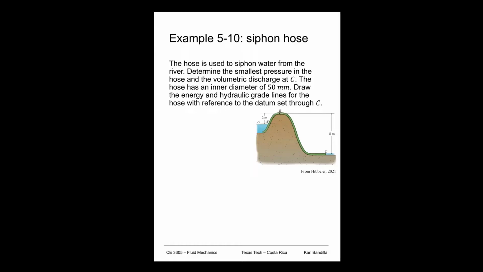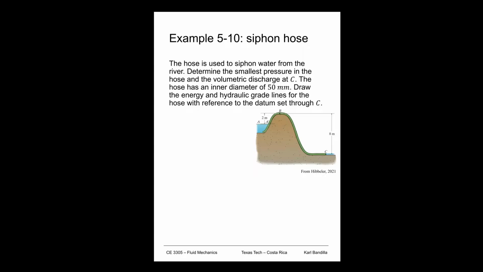Now in our case, we are asked what the volumetric discharge is at C, right? So what's the flow in the hose? Of course, we know that if the hose has a constant diameter, it says 50 millimeters, we will know that the velocity in this hose has to be the same everywhere, right? So it doesn't matter where we find our velocity, we will know what the discharge is.